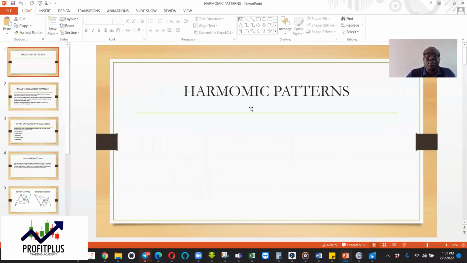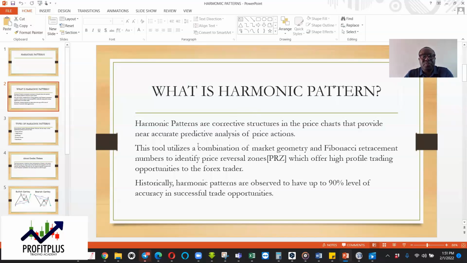Here today we'll be looking at harmonic patterns, and harmonic patterns are correlative structures in price charts that provide near accurate predictive analysis of price actions. And I find it very useful. This tool works with a combination of market geometry and Fibonacci retracement tool to identify price reversal zones, which offer high probability trades to the forex trader. And historically, harmonic patterns are observed to have up to 90% accuracy level in successful trading opportunities.